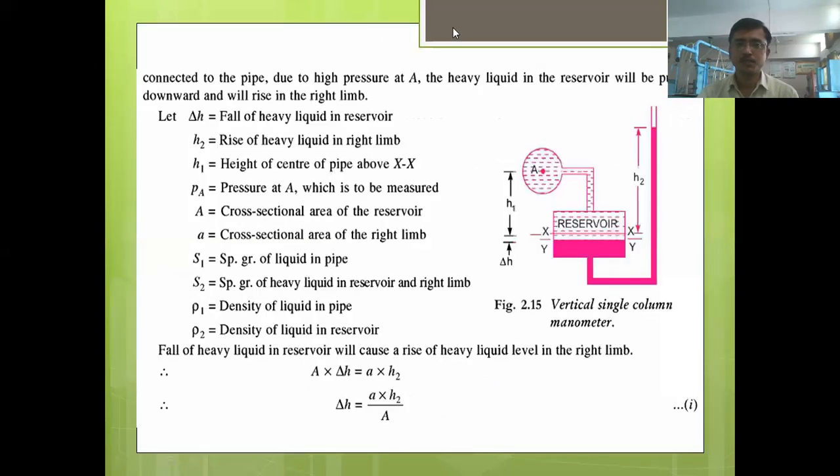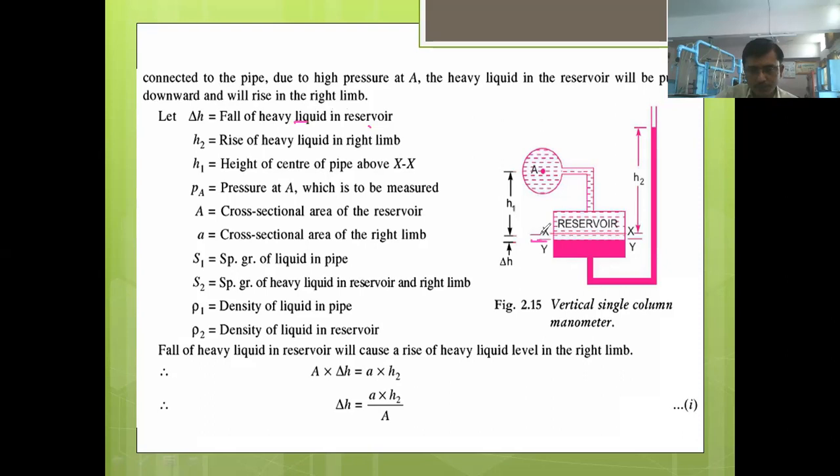First of all, H1, H2, delta H, PA, capital A, small a, S1, S2, rho 1, rho 2. These have the usual meaning. Okay, what is the H1 or delta H? What is delta H? Delta H is nothing but the fall of heavy liquid in the reservoir.